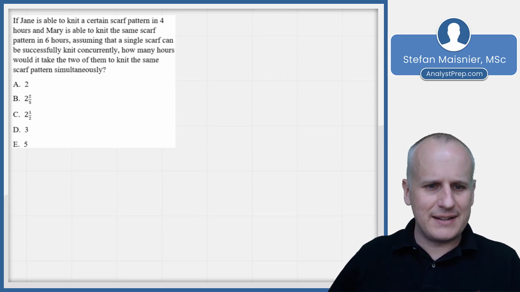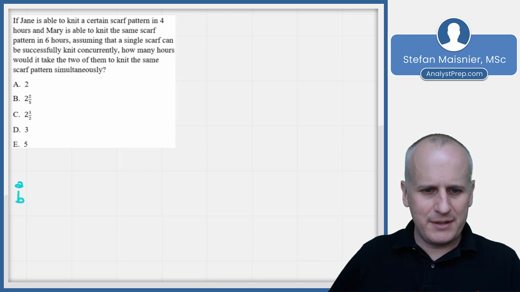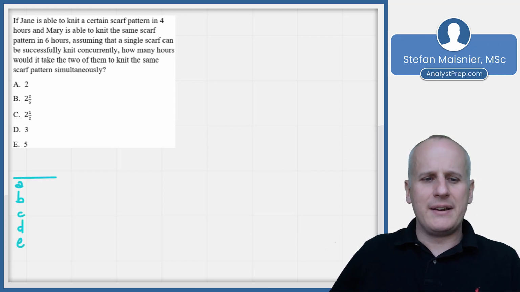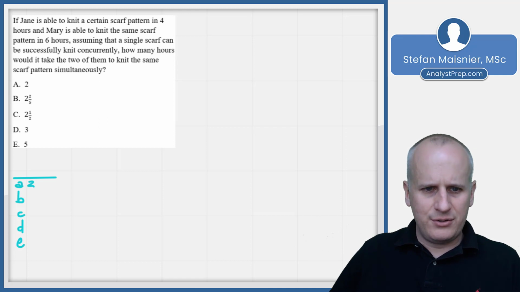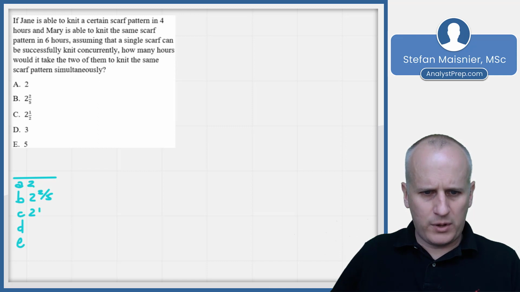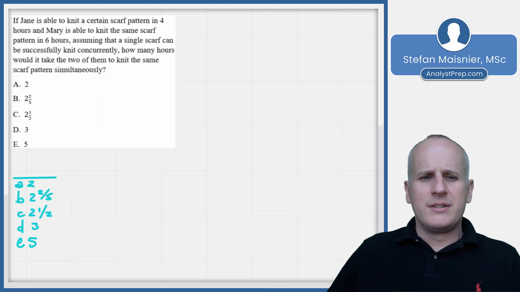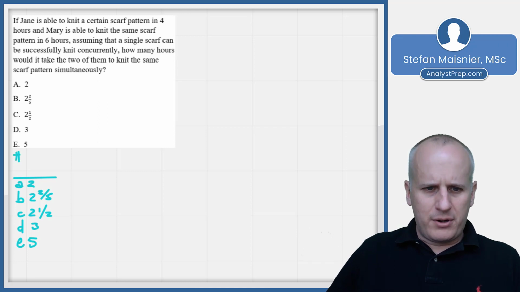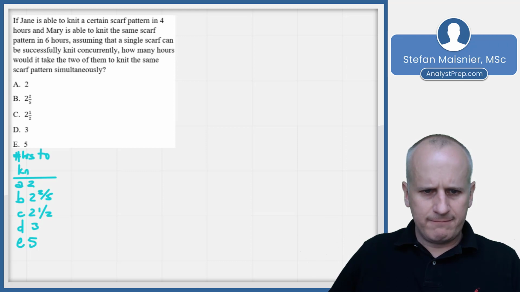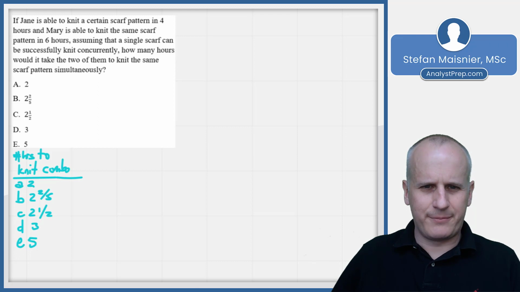So setting up our scratch work one more time, we got A, B, C, D, E, put a little line over top, and we've got real numbers again, so I'm going to write 2, and then I've got 2 and 2/5. I've got 2 and 1/2, 3 and 5. So we're looking for the number of hours to knit, and we'll just say combo, because they're going to work together.